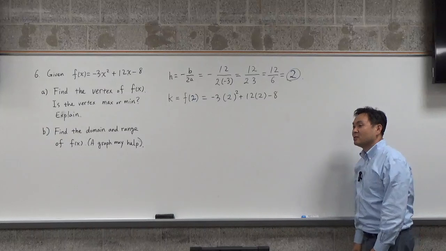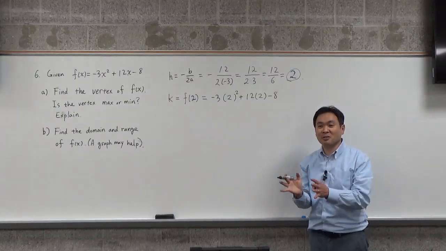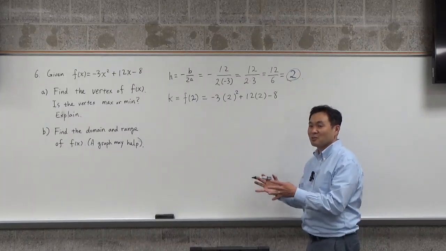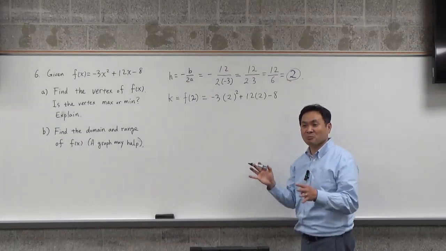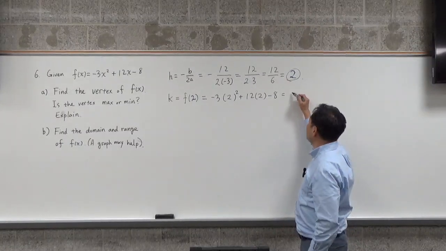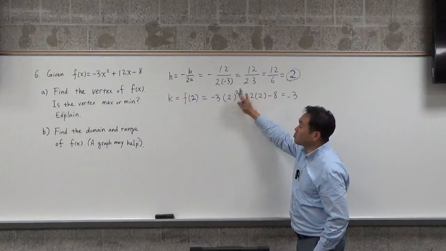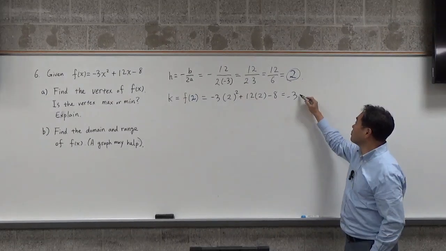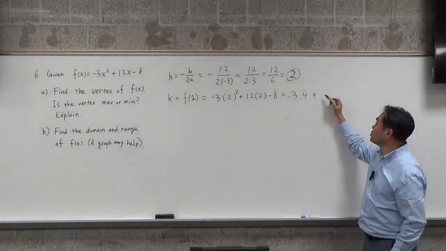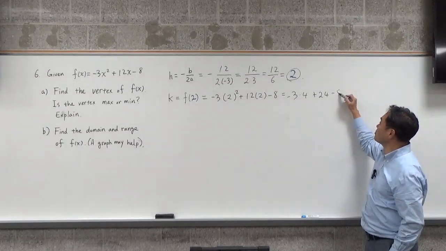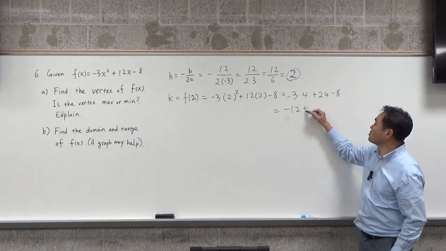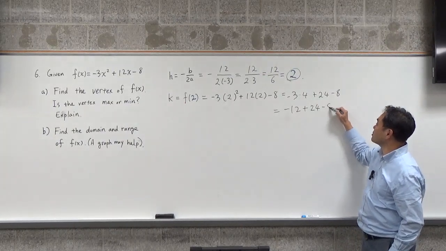I beg you to put parentheses. You're a bad student if you don't have the parentheses. You don't want to make a bad impression by doing this in your exam. Always put parentheses. Okay, minus 3 times 2 squared, which is 4. 12 times 2 is 24, minus 8. Negative 3 times 4 is negative 12, plus 24, minus 8.